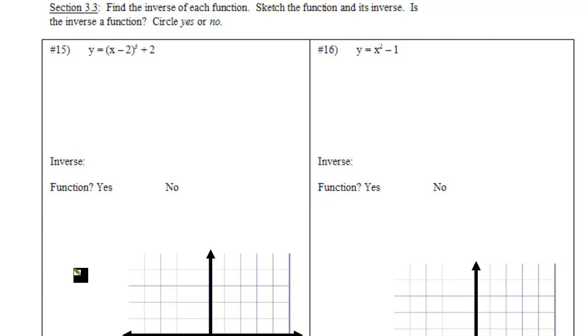15 and 16, find the inverse of each function. Sketch the function and its inverse. Is the inverse a function? Circle yes or no. First of all, this is supposed to be a cube, and it doesn't look like it. To graph this, it's ridiculously easy if you know your parent graphs.